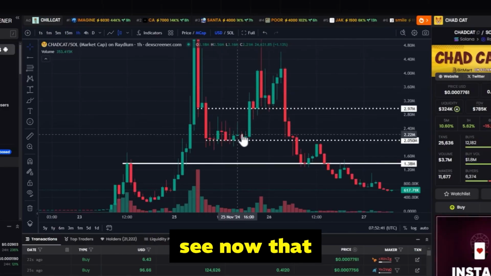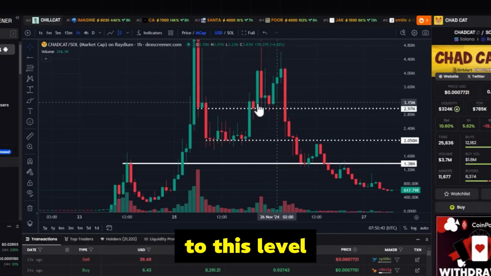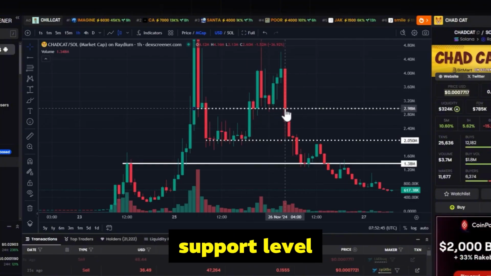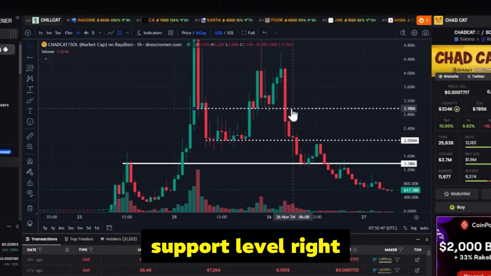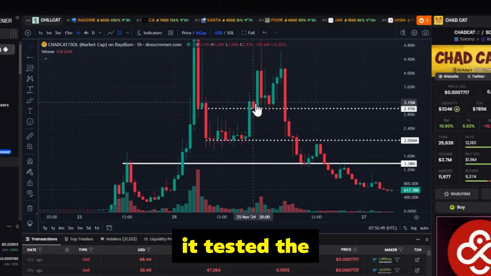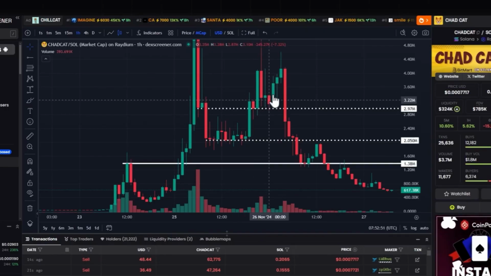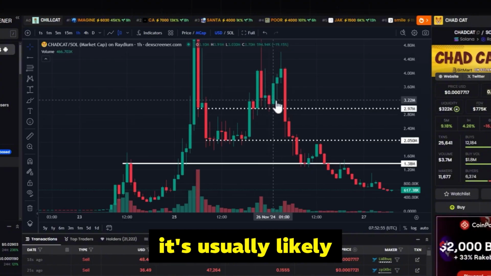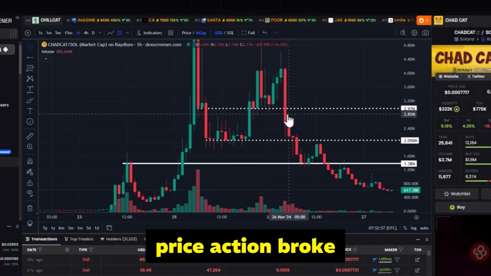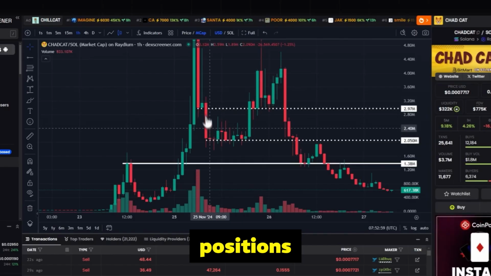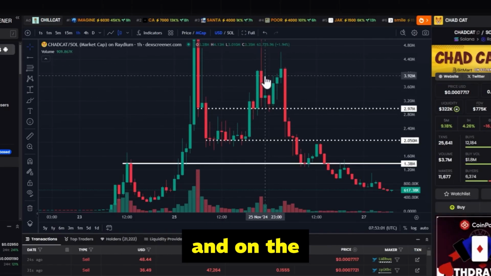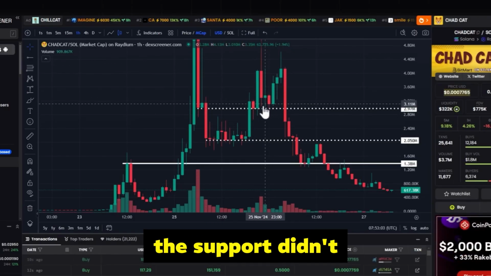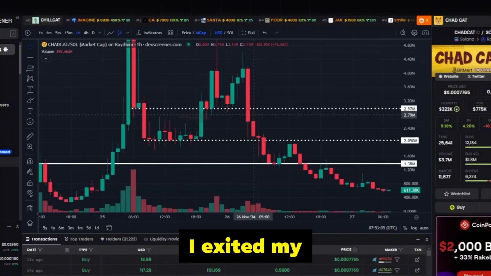And you can see now that when price action went back up to this level, it managed to lose this support level. The reason it lost this support level right here is because it came up, tested the level, went up, and tested that level again. When price action tests a level more than once, it's usually likely to break down. And so when price action broke down this level, this is when I exited my positions, because we already had the initial pump. And on the second pump, you can see the support didn't hold. Because of this, I exited my position here.